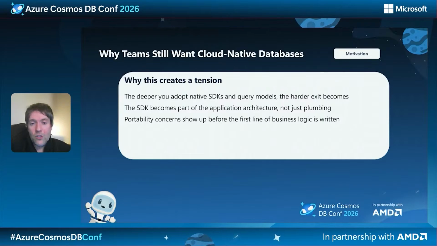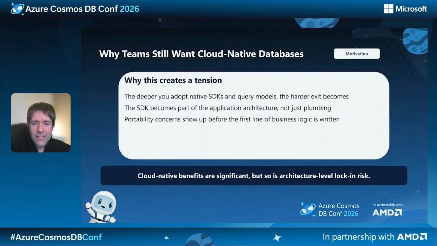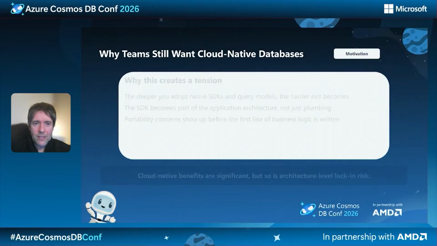And portability concerns show up pretty much before any line of code is written. And so sadly for us working on Cosmos DB and for our counterparts in Amazon and Google, often these very good database services get excluded right off the bat because there's no portability. They only run in Azure or Amazon or Google, etc. And so the cloud native benefits are obviously significant. Everybody knows that. But so is architecture level lock-in and risk. And this is very real. And we are obviously recognizing this.